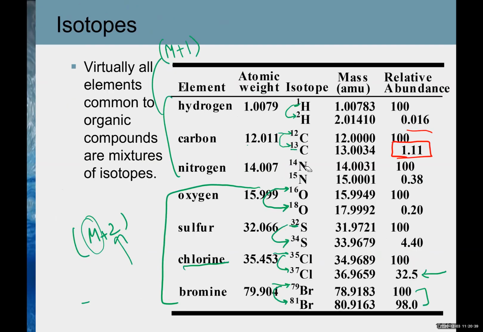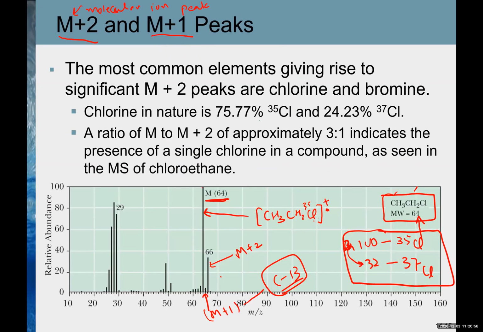Now you may ask why we don't see it in oxygen. Look at the percentage. It's only 0.2%, so the intensity will be so small it won't be visible. It needs to have at least about 1% to see. Carbon is 1% and it's barely visible. So 0.2% oxygen will not be visible. Okay, so this is important.